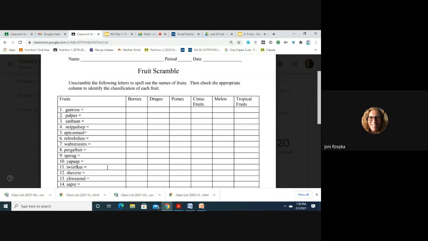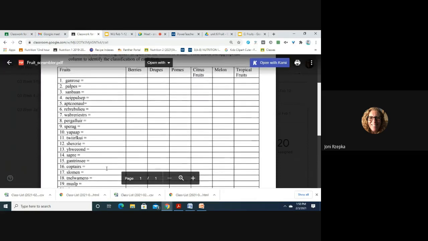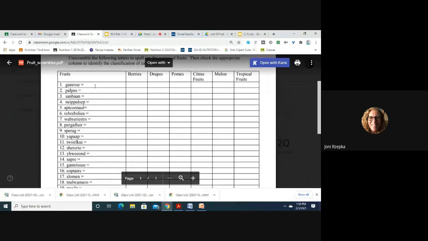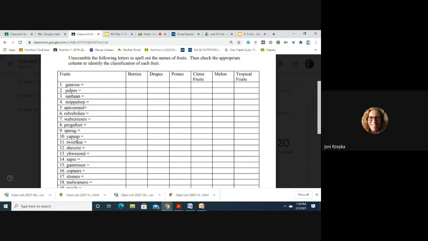Or you could have it side by side with a document and number 1 to 25. And then just tell me what the unscrambled word is. And then tell me if it's a berry, a drupe, a palm, a citrus fruit, a melon, or a tropical fruit. If you can download the extension Kami, Kami is something that you can actually write on a PDF if you want. But I don't know if that's opening a bigger can of worms than you want to open right now. So let's just do the first one together, and let's just see if we can figure that one out.